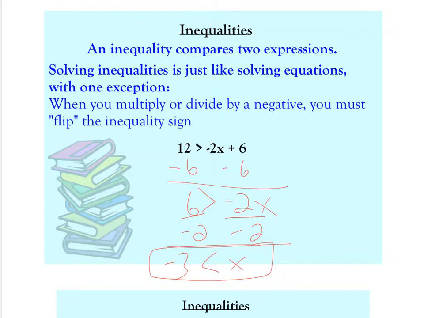Sorry, I messed up. So now when I read this, I always want to read my variable first. So even though x is on the right, I'm still going to say x is greater than negative 3. So any values bigger than negative 3 are going to work. The way it's written, it's negative 3 is less than x. So that means anything that's going to be a solution, anything that's going to be x, has to be bigger than negative 3.